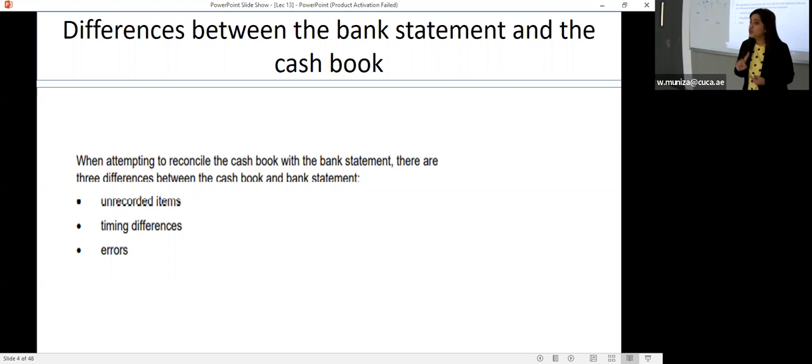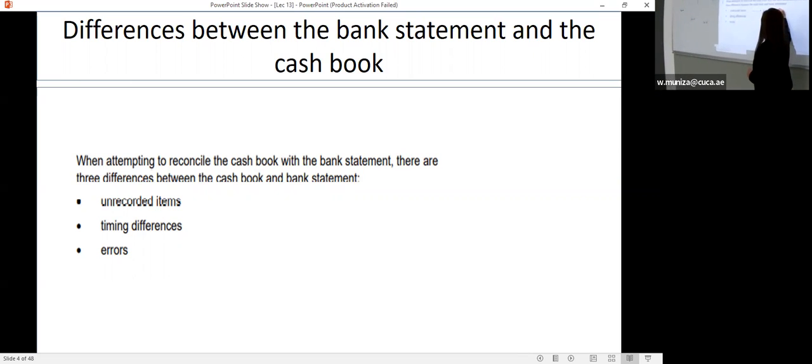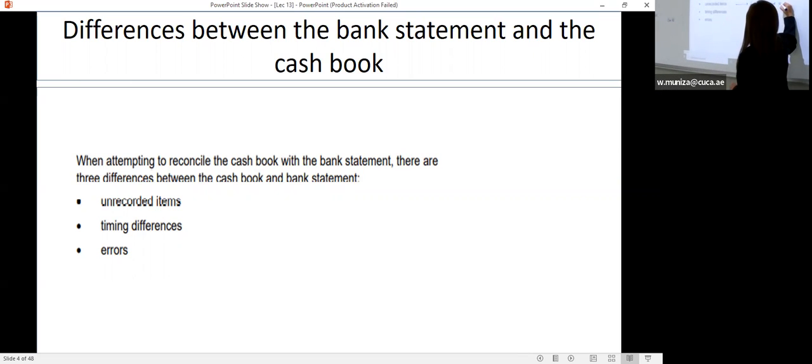Unrecorded items are those items which are recorded by the bank, but not by the organization. Unrecorded items are those which are, let me just write it for you, recorded in bank statement, but not in cash book.